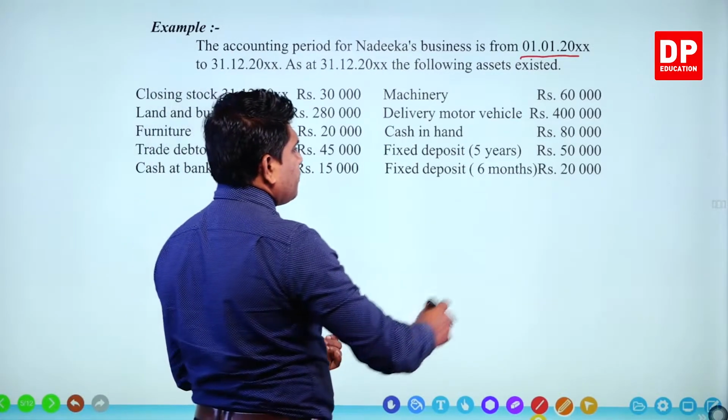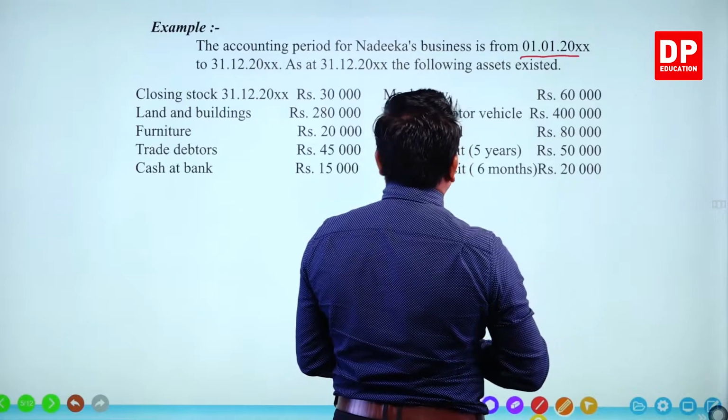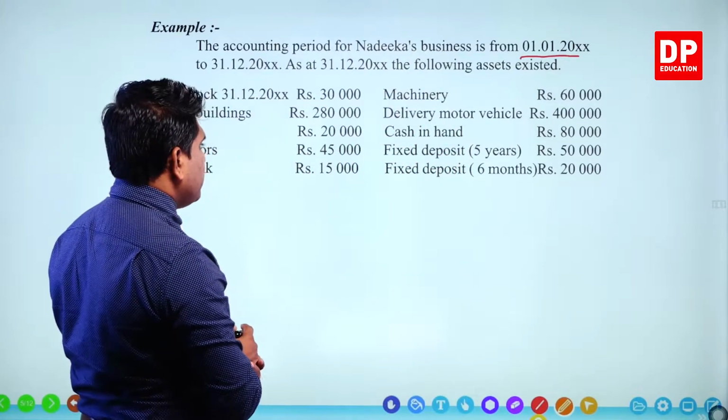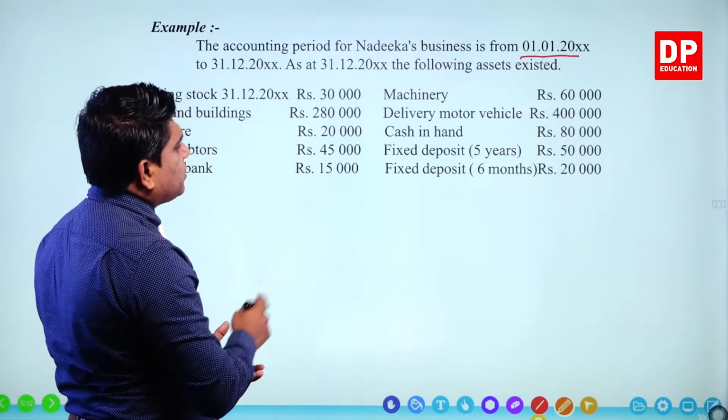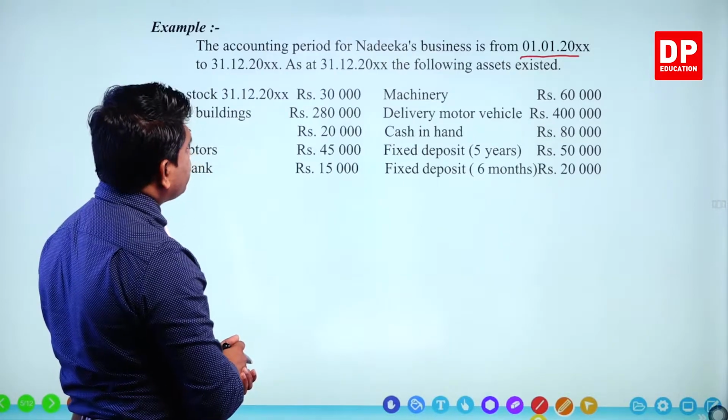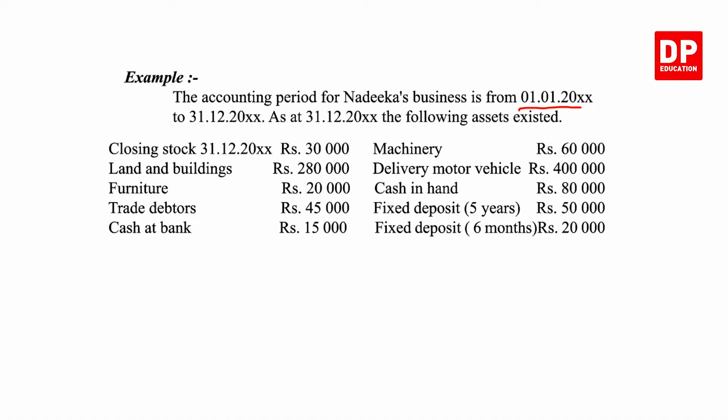This fixed deposit, we deposited that money for 5 years. Long term, more than 1 year. The other fixed deposit you deposited for a 6 month period. Now we can classify these assets under the non-current assets and the current assets categories.